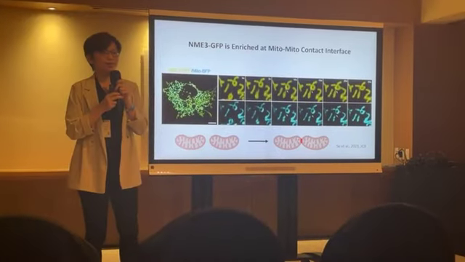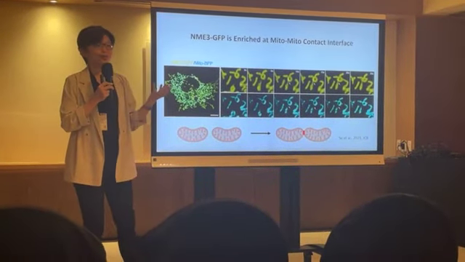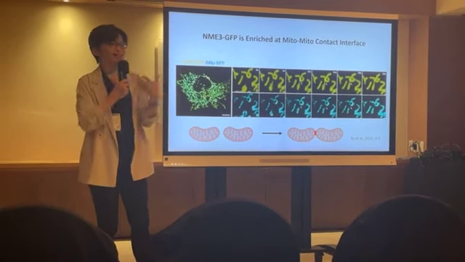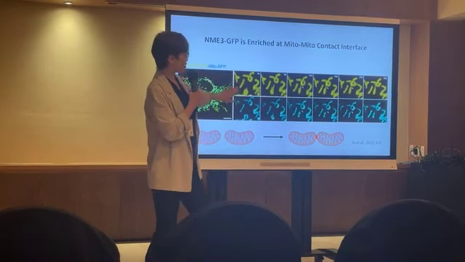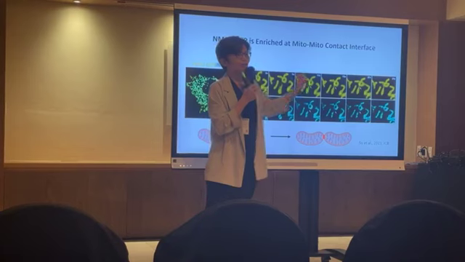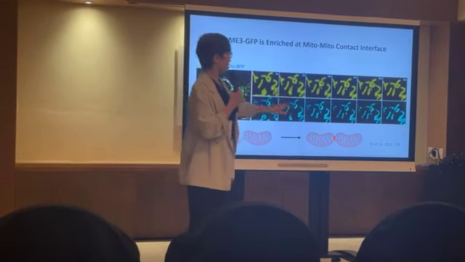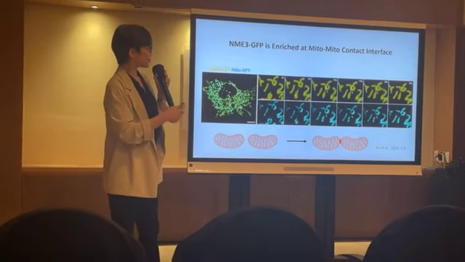So the experiment is easy. We just take live cell imaging to see where NME3 localization will change during mitochondrial contact. So this is the case. When we label NME3 in yellow, you can see these two mitochondria, once they contact, the signal is immediately enhanced compared with the inner membrane labeled mitochondrial marker.